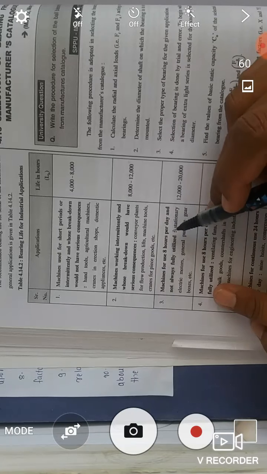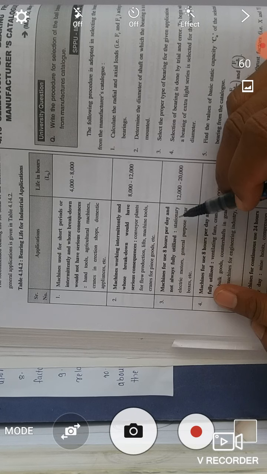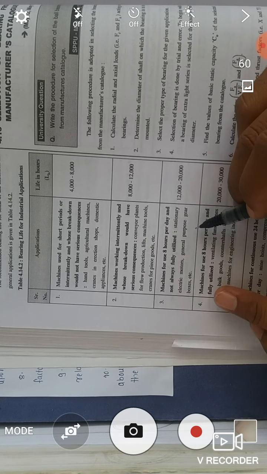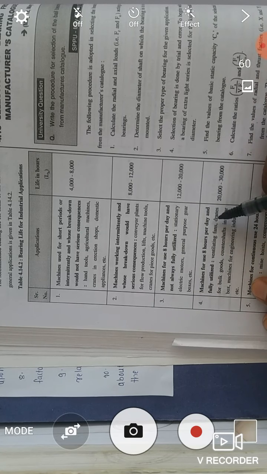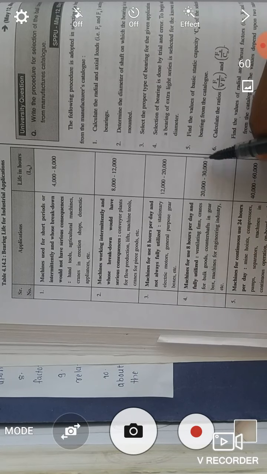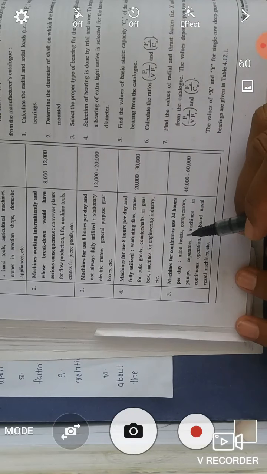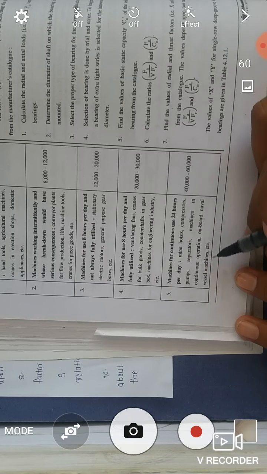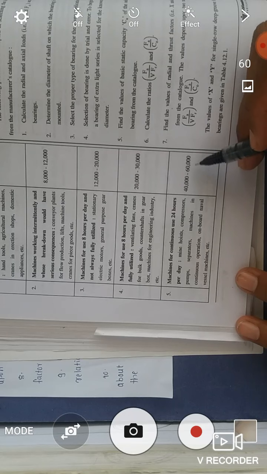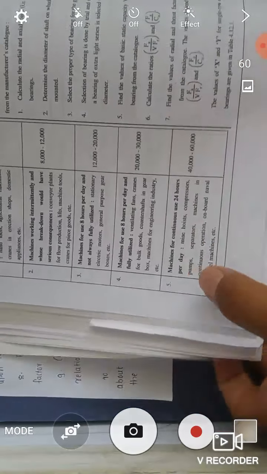Machines for use 8 hours per day and not always fully utilized, stationary electric motors, general purpose gearboxes, then life in hours is 12000 to 20000. Machines for use 8 hours per day and fully utilized, ventilating fans, cranes for bulk goods, countershafts in gearbox, machines for engineering industry, then 20,000 to 30,000 hours becomes the life. Machines for continuous use 24 hours per day, mine hoist, compressors, pumps, separators, machines in continuous operation, onboard naval vessel machines, etc., then life becomes 40,000 to 60,000 hours.